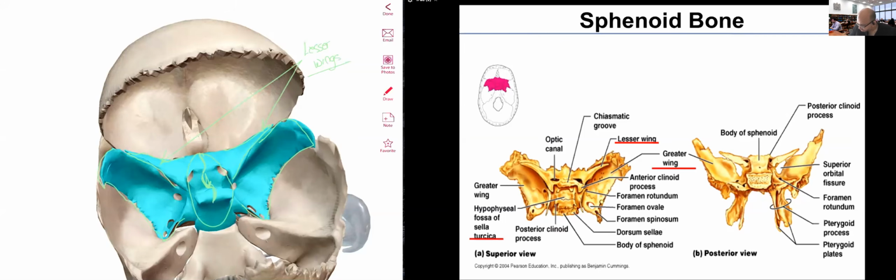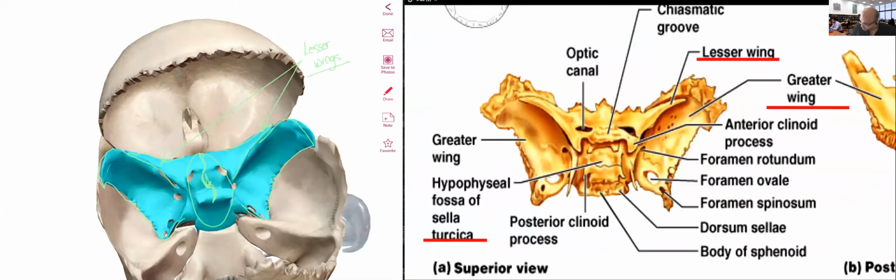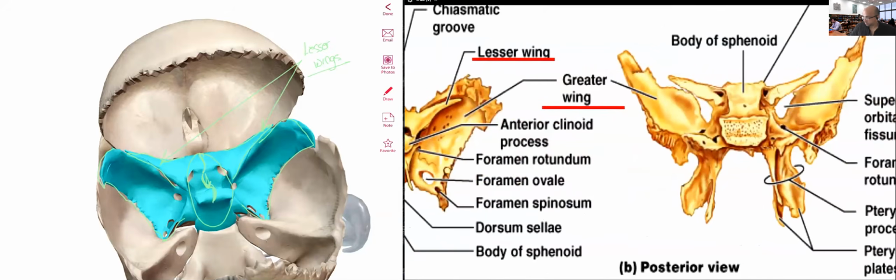So if you see on here, those are my lesser wings. And from this view, those are my lesser wings. Can you guess what name we're going to give to the large wings? If the small ones are lesser wings, what do you think is going to be the name of the large wings? Greater wings, exactly.